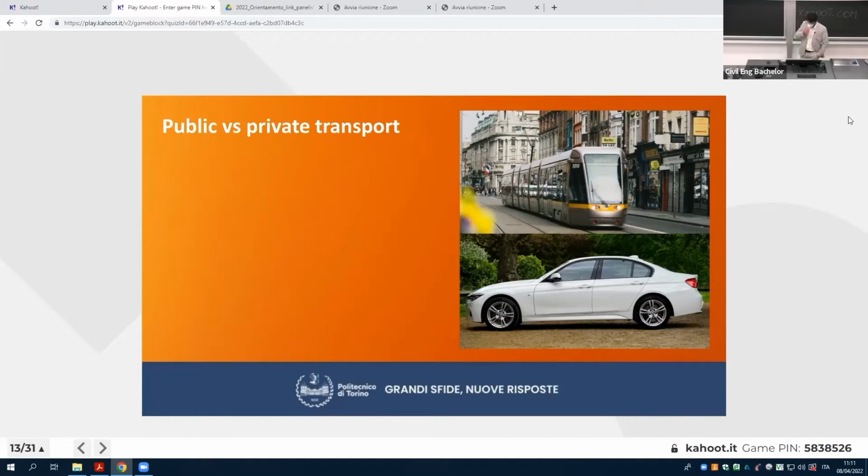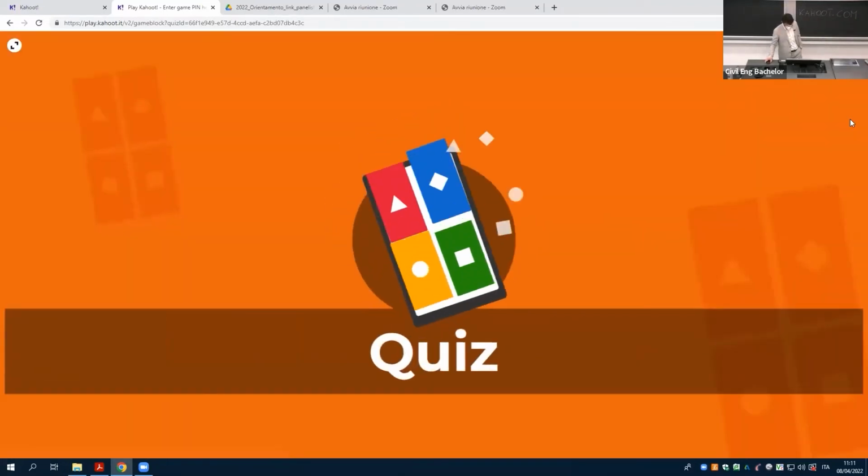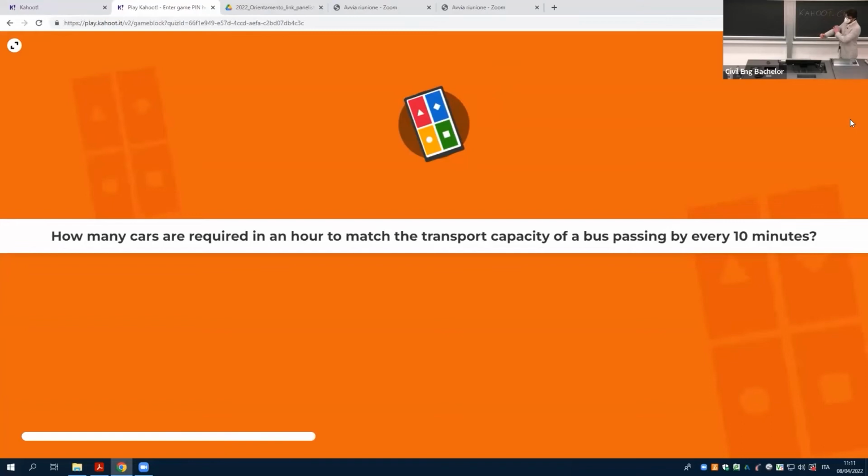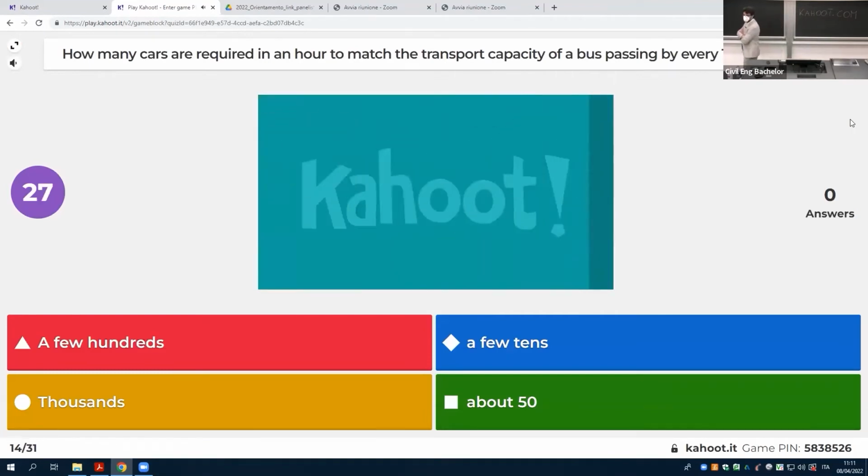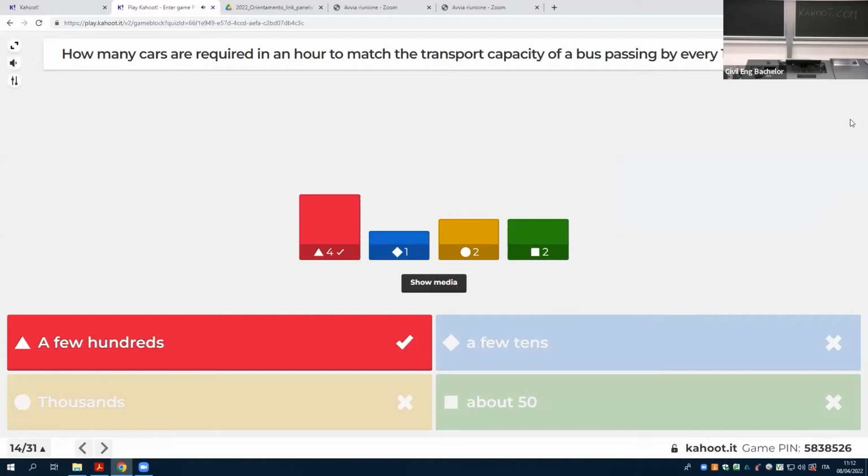The impact of public transport has been documented to be huge in a city. If we all used public transport instead of cars, what would be the effect? How many cars are required in an hour, 60 minutes, to match the transport capacity of a bus passing by every 10 minutes? A bus may have 150, 200, let's say, people capacity. Okay, so a few hundred, a few tens cars, thousands of cars, about 50 cars. So how many cars are required for the same capacity of people of one bus or a tram? A few hundreds, absolutely.